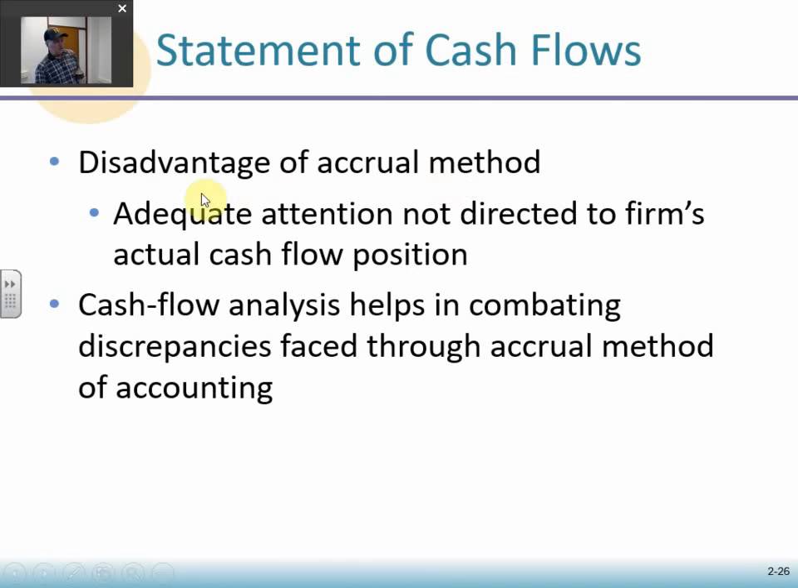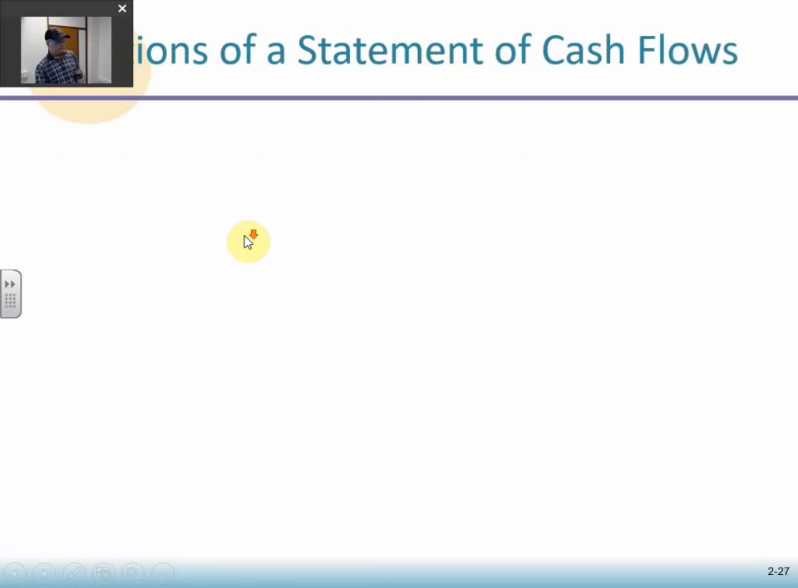Getting back to some disadvantages of that accrual method, it doesn't give adequate attention to the cash that's being generated. Again, you might be accruing some expenses or some of those other things, and yet you're still generating a lot of cash.